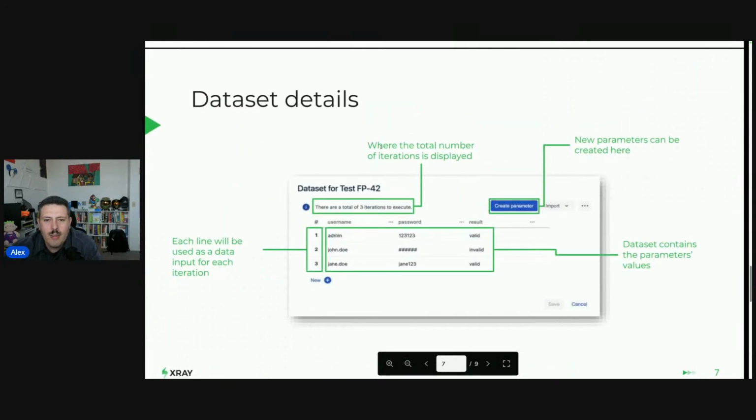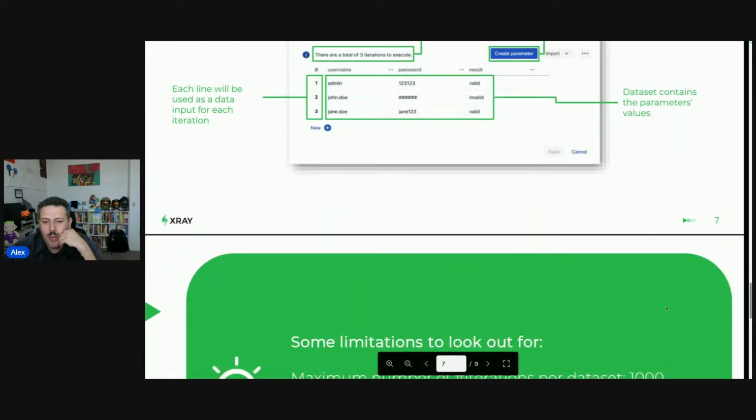So starting at the top, this is going to display the total number of iterations. Basically iterations is like how many lines are in here. Each line will be used as a data input for each iteration. So it'll do 1 with this row, then 2 with this row, then 3 with this row. We have new parameters that can be created here. So if we wanted to add a 3rd, 4th, 5th column. And then the data set is going to contain the parameter values.